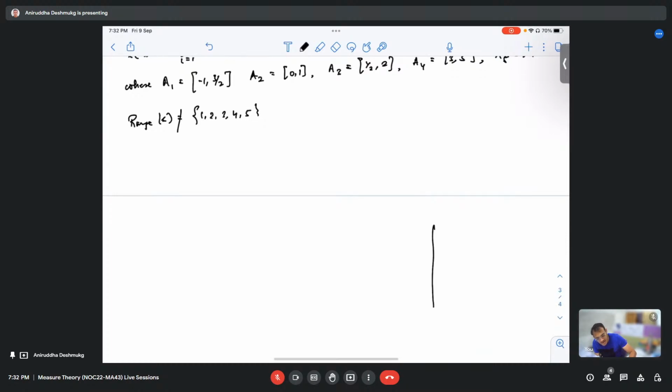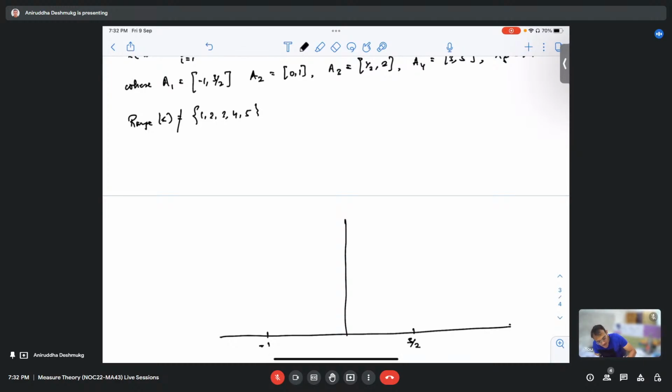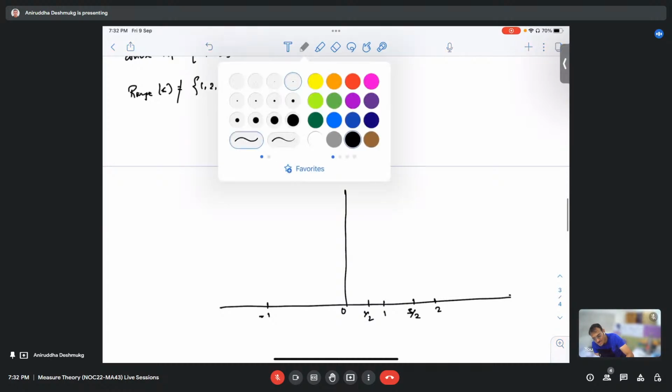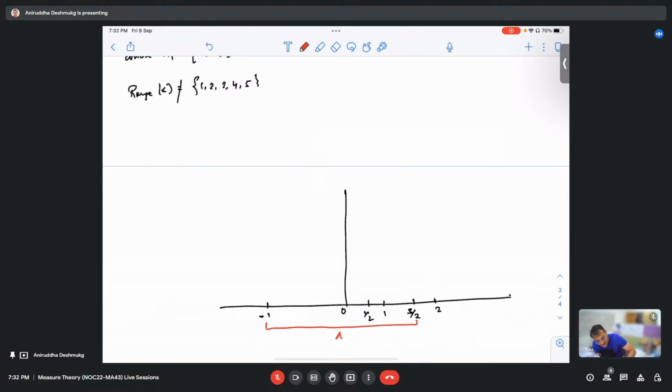Where should I draw? At the center is better. So let us try to draw. A1 is minus 1 to 3 by 2. So this is minus 1 and perhaps this is 3 by 2. A2 is 0 to 1. A3 is half to 2. I should really use some colors. From here to here we have A1, from here to here we have A2, and this is A3.